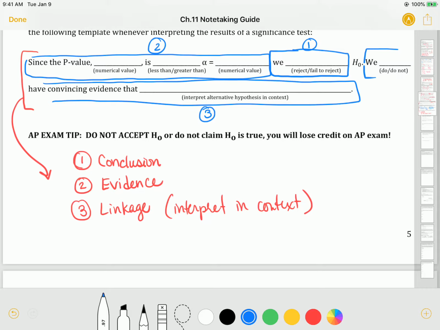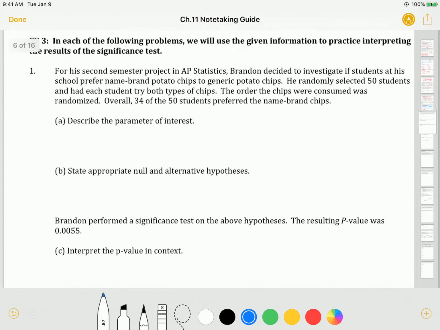Okay? Now, if you don't have those three things, you will not earn full credit on an AP free response question about performing a significance test. If you just simply say, my p-value is small, smaller than alpha, in fact, and therefore I reject H0, that would just be steps 1 and 2. It would not be the linkage step. So you would get partial credit on that. Okay?